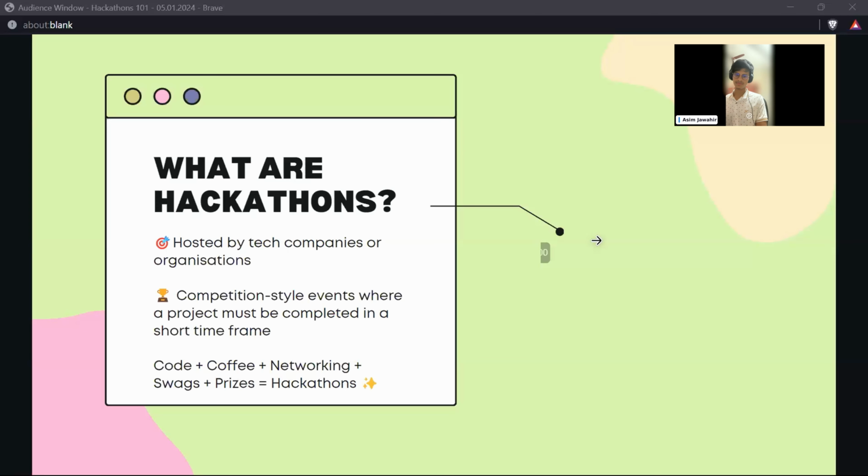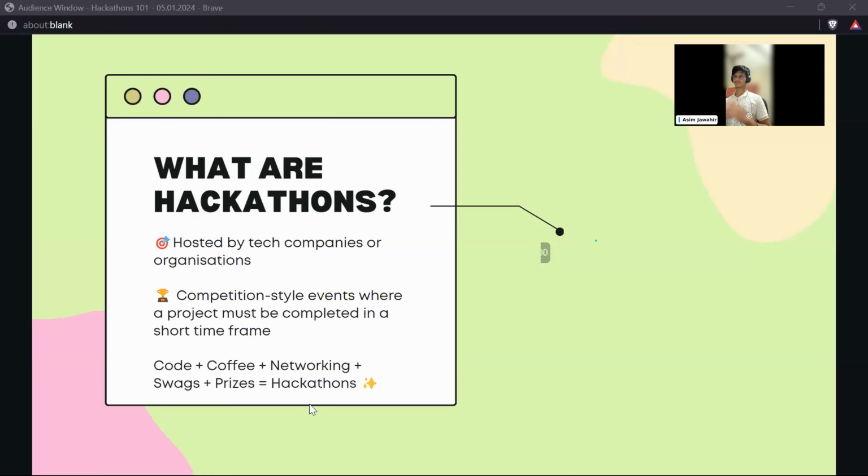So it's not just about computer programmers. You would also come across people from different fields. It could be designers, it could be product managers, different people who basically come together to create a solution to an existing problem using tech.